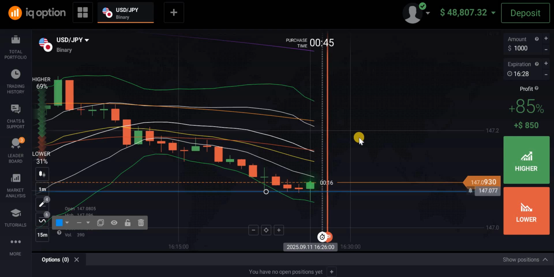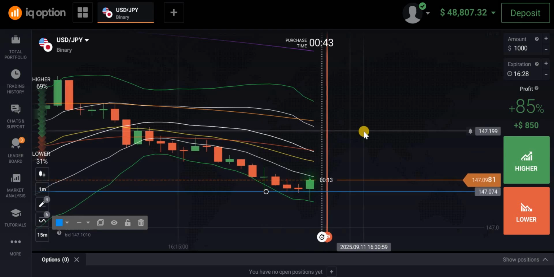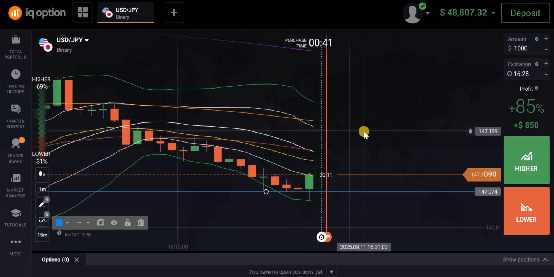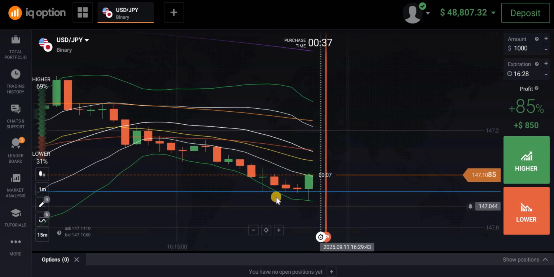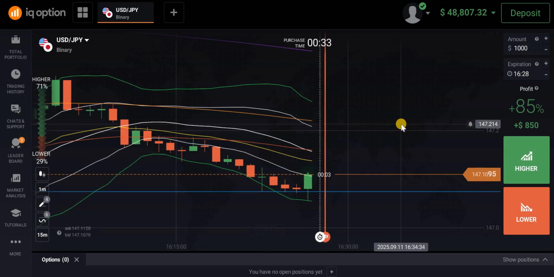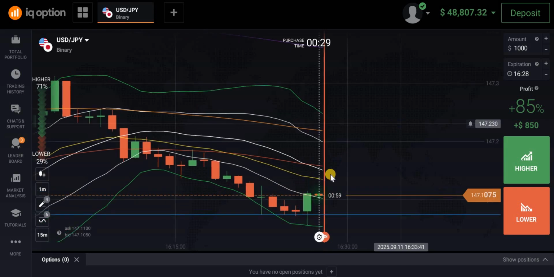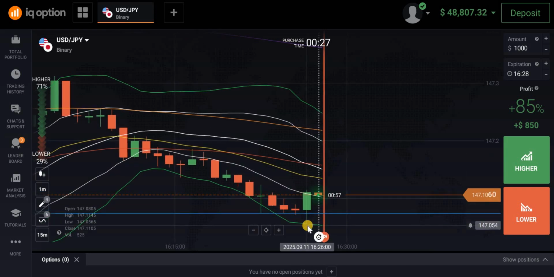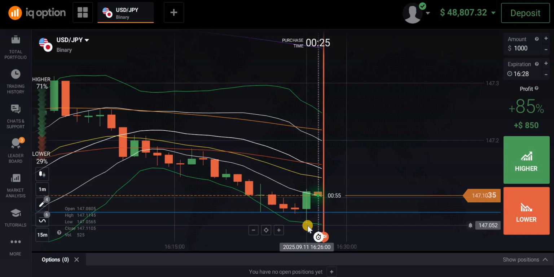A hammer. What is a hammer? A hammer is a reversal pattern at the end of a downtrend. How do I know that this is the end of a downtrend? It is simple, because of this candlestick, this candlestick, this candlestick. And not only this, we can now see that this candlestick is rejecting from where? The Bollinger Band.